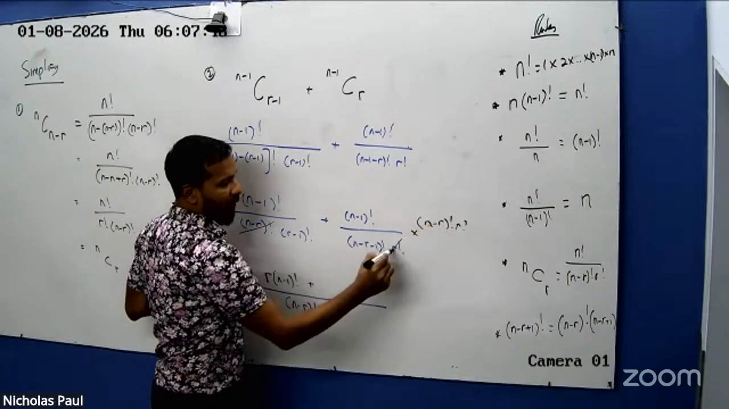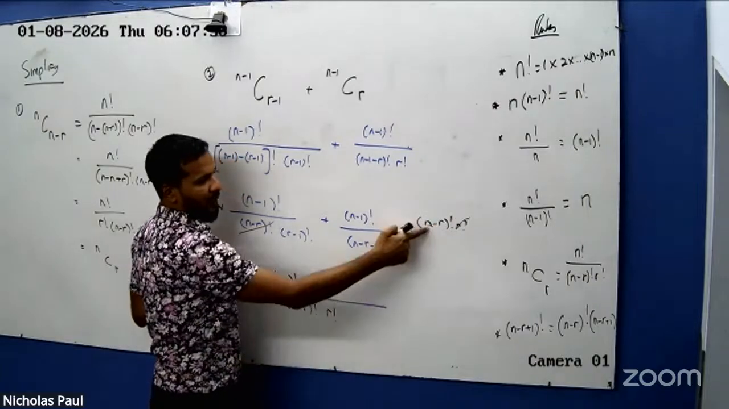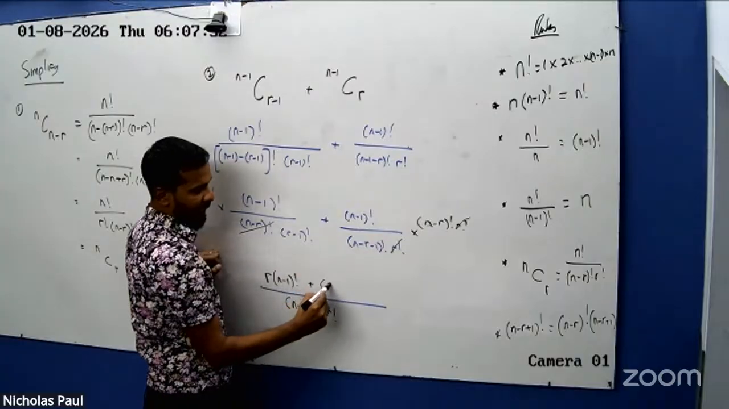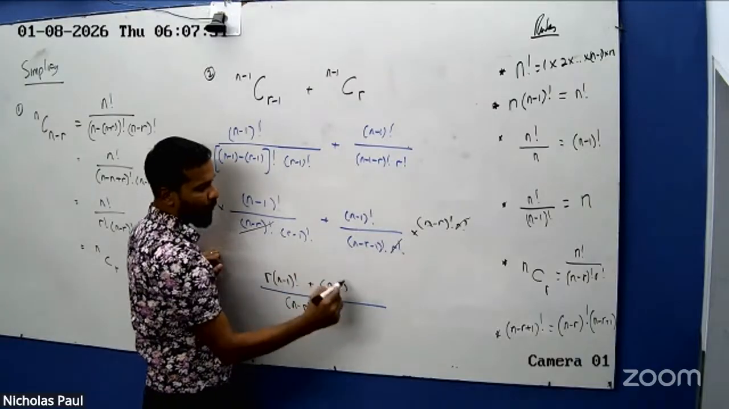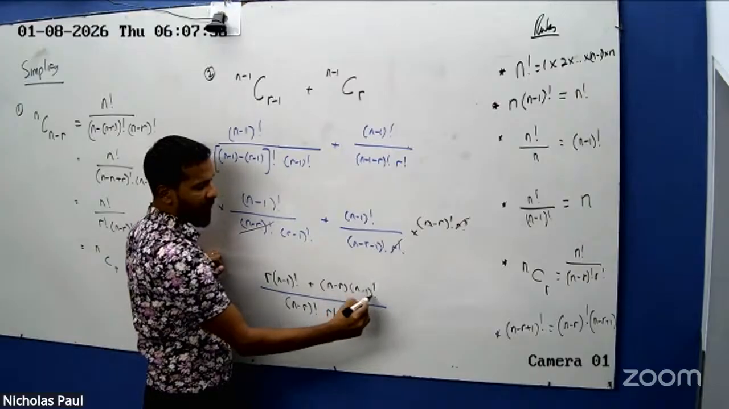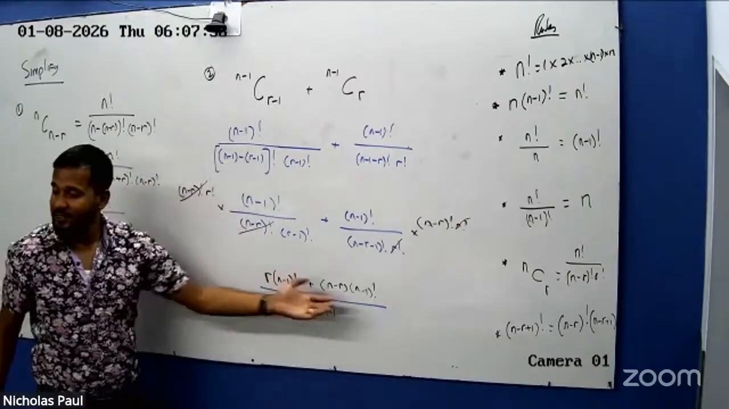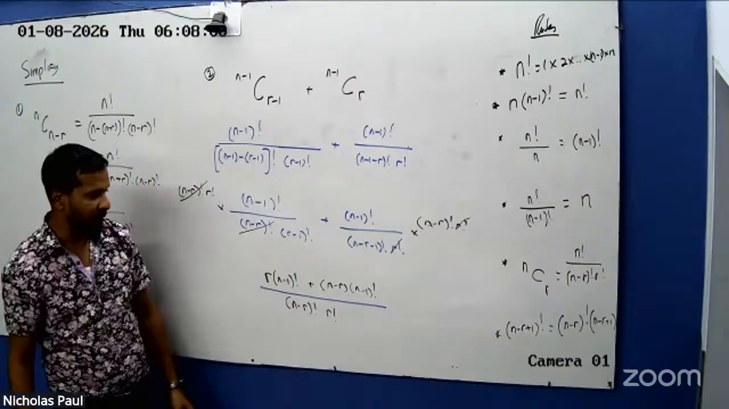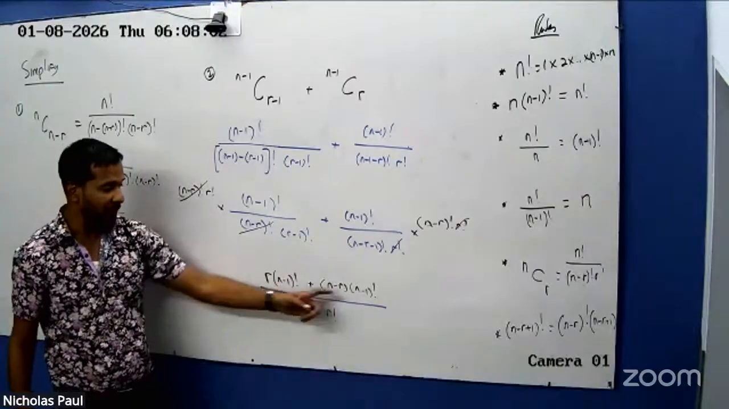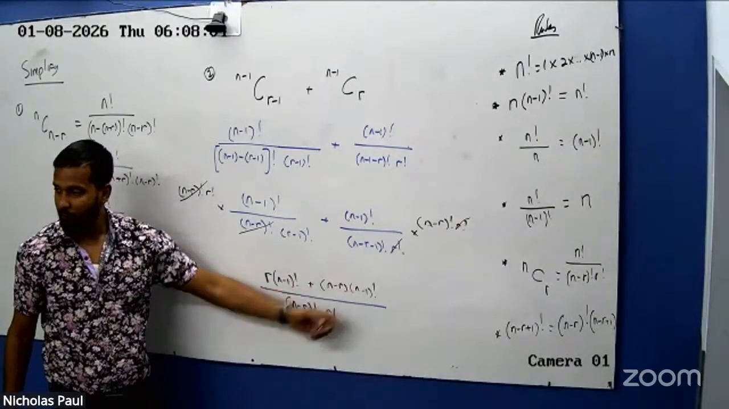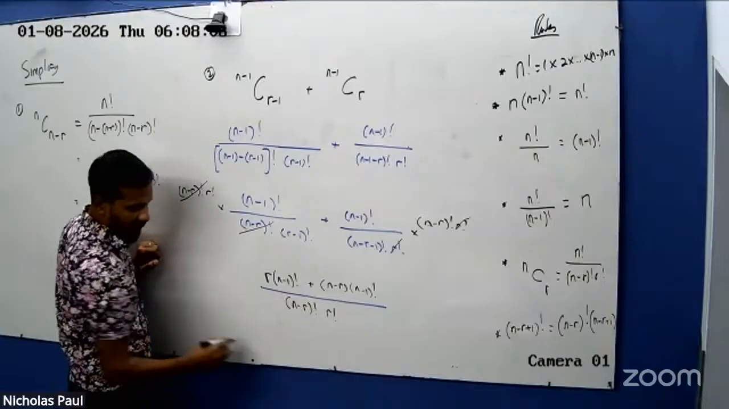The r will cancel, and you'll get this divided by this, which is n minus r. And don't forget the n minus 1 factorial. How do I simplify the numerator? I'm going to factor out n minus 1.